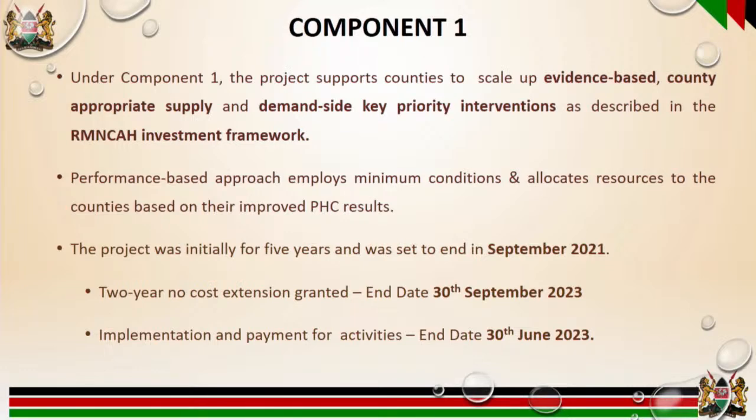These interventions are in line with the RAMCA investment framework 2016. So we were initially set to end in September last year, but we were given a two-year no-cost extension. Of course, the justification we gave is the delay due to the COVID-19 pandemic, and also the first year of implementation, we were not able to disburse funds to the counties, that is financial year 16-17, and therefore the first time the counties received funds was in 17-18.